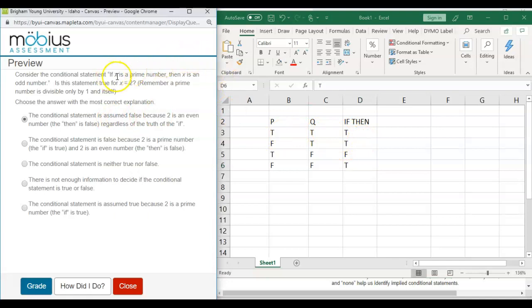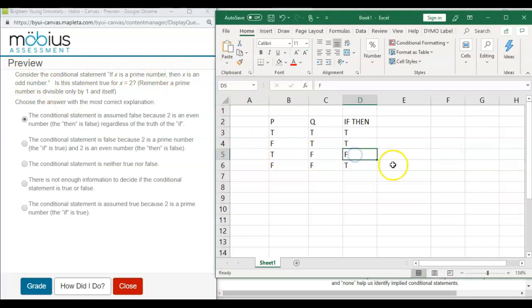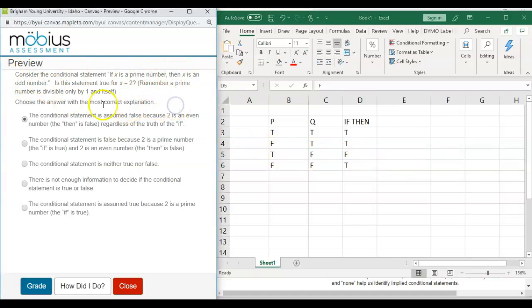So over here, which one does that fall into? We had a true statement, but then the second part was false. True and then false made the whole conditional statement false. So we're going to go through and find these.